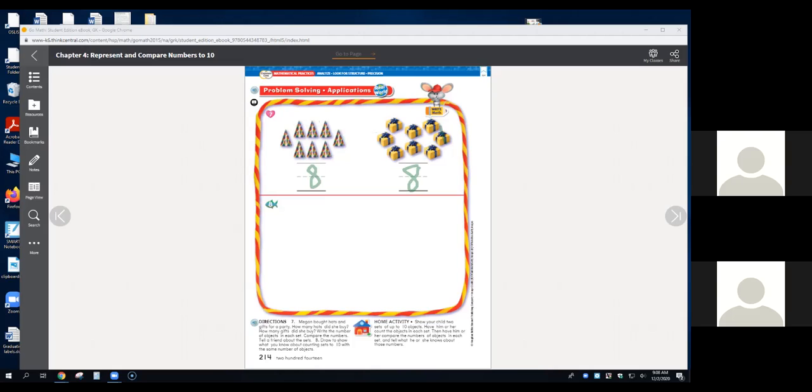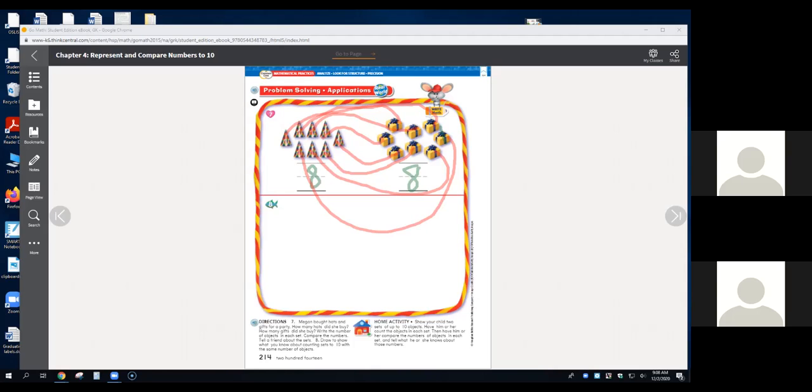Here we go. 1, 2, 3, 4, 5, 6, 7, and 8. So we have 8. They all have a pair. They all matched up. One hat and one present. So they are the same. So we don't have less than. One is not bigger than the other. And we don't have one that's greater. We don't have one that's bigger than the other, okay?